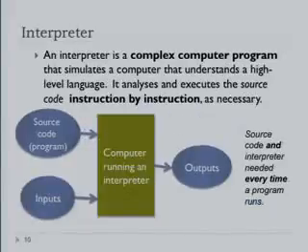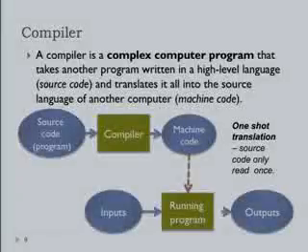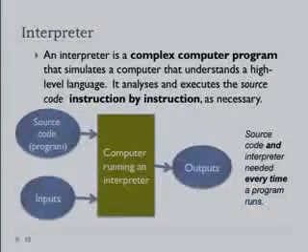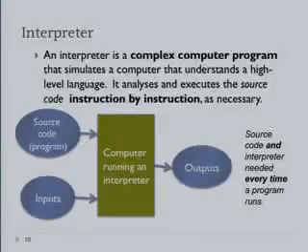Then you have an interpreter. So the compiler is a program itself. It's a program that translates other programs into machine language. The interpreter is a complex program that simulates a computer that understands the high-level language. So it's a program that has to be on your computer if you want to run that language. So Python is interpreted. So you have to have Python installed on your computer, which is why you have to install Python as well as Wing if you want to run it on your computer. So you need to have this interpreter running.